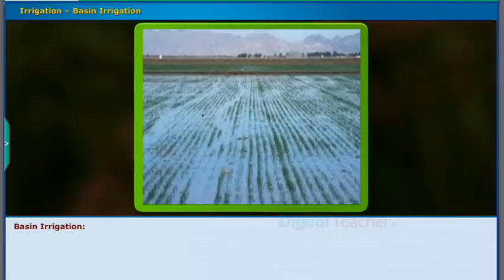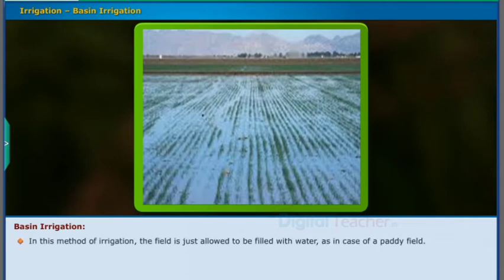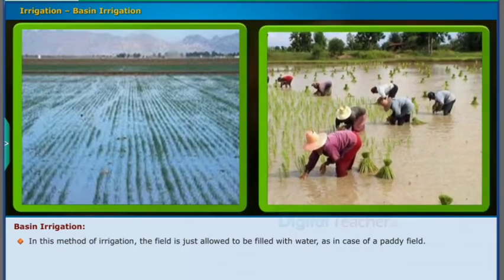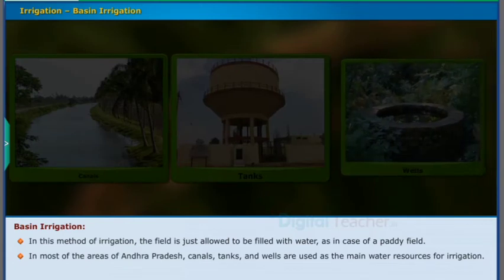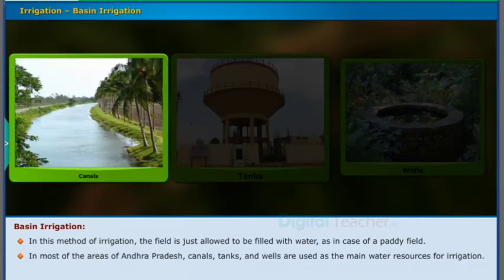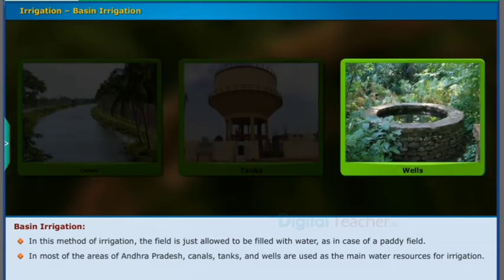Now let us study about basin irrigation. In this method of irrigation, the field is just allowed to be filled with water as in case of a paddy field. In most of the areas of Andhra Pradesh, canals, tanks and wells are used as the main water resources for irrigation.